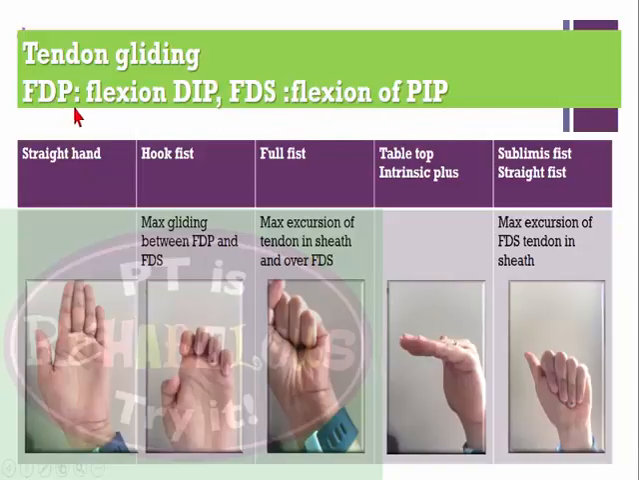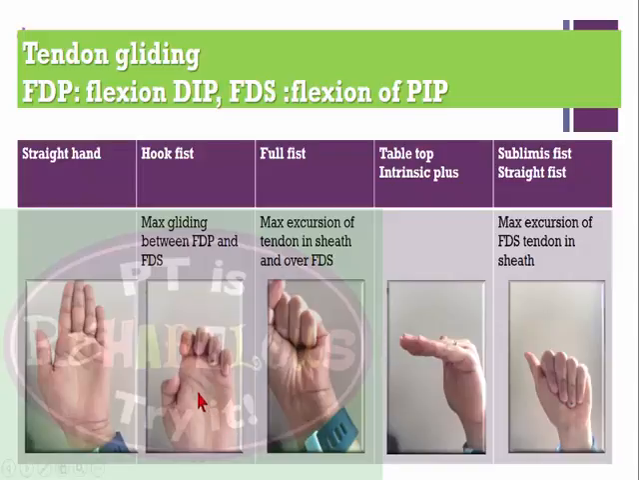Flexor digitorum profundus causes flexion of the DIP, and flexor digitorum superficialis causes flexion of the PIP. So for the first tendon gliding exercise, straighten your hand. Second, make a hook fist. While making this hook fist, maximum gliding occurs between flexor digitorum profundus and flexor digitorum superficialis. This we can notice in this picture.